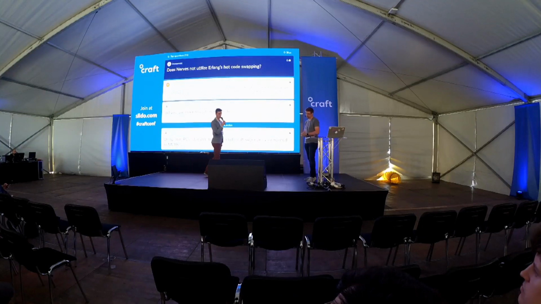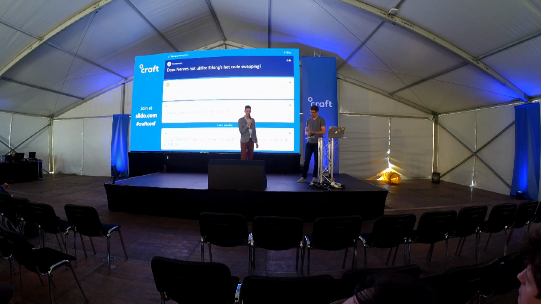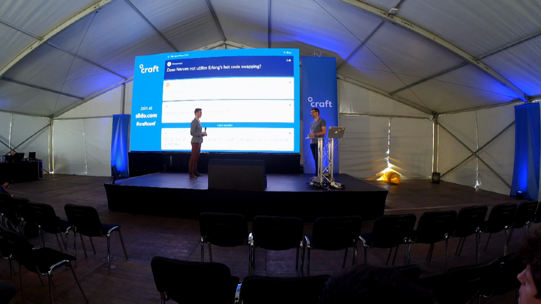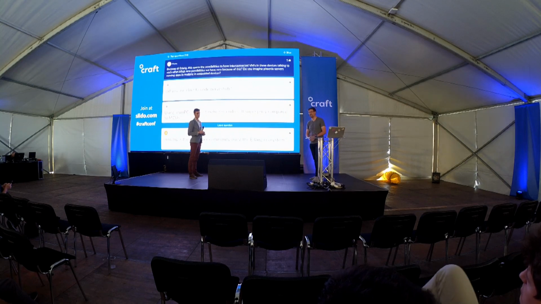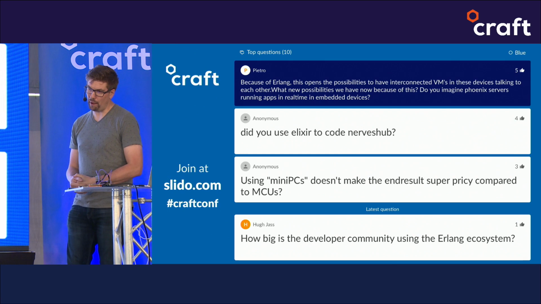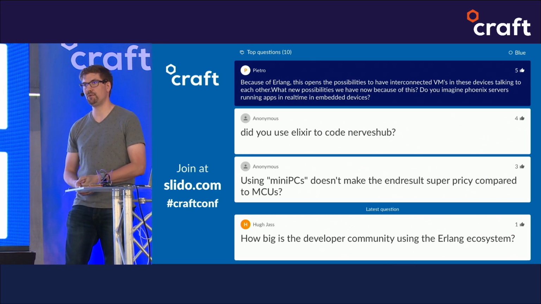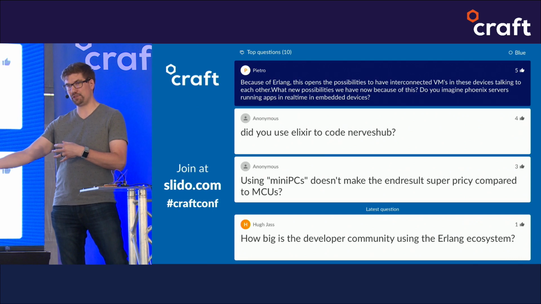Cool. Pietro asks, because of Erlang, this opens the possibilities to have interconnected VMs in these devices talking to each other. What new possibilities do we have now because of this? Do you imagine Phoenix servers running apps in real time in embedded devices? Yeah, this is really neat. It really breaks the boundaries down when it comes to the ideas of where computers are. Even the actor model to begin with doesn't care where a process exists. By enabling distributed Erlang, it gives you the capability of connecting devices together, even over the WAN. And so one new possibility is that Phoenix servers might be able to do pixel pushing, or you might imagine this as a way to stream additional enhancements down.